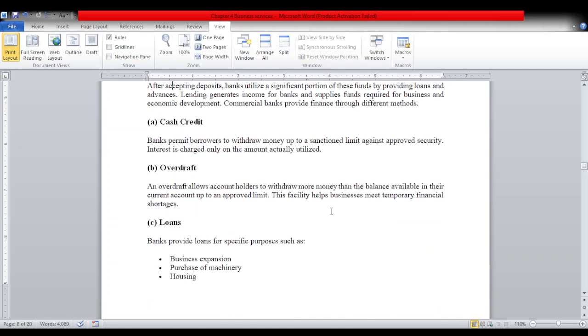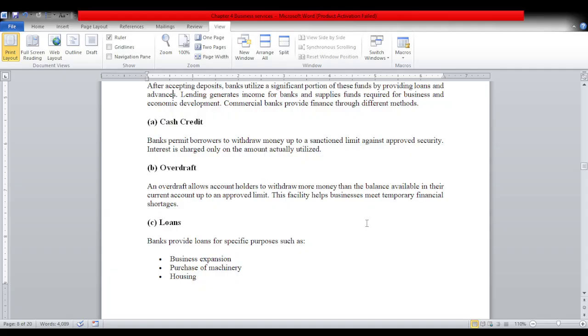Banks permit the borrower to withdraw money up to a sanctioned limit against the approved security. Interest is charged only on the amount actually utilized. Second is overdraft. An overdraft allows account holders to withdraw more money than the balance available in their current account up to an approved limit. And these facilities help businesses meet temporary financial shortages.